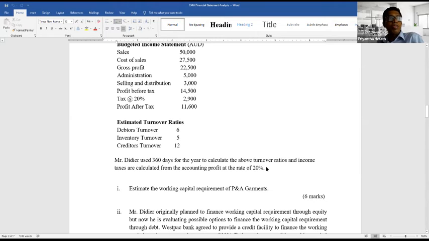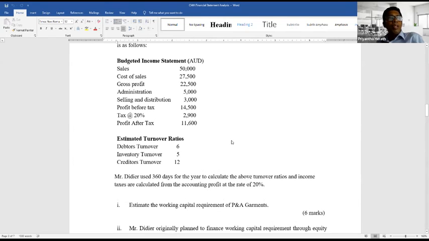It's very similar to the previous question. The turnover ratios are given. You need to calculate the debtors value, inventory value, and creditors value. Can you do it quickly? Yeah, let's do it together. If you can remember the previous question, how we calculated debtors days?